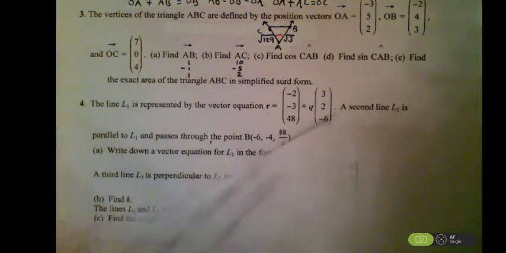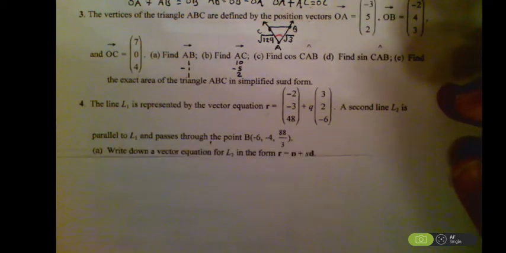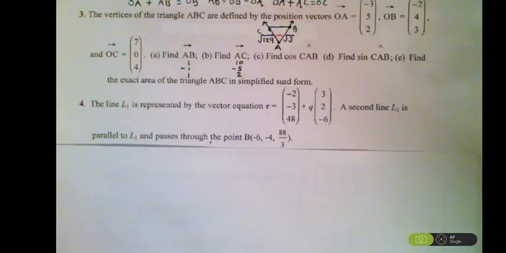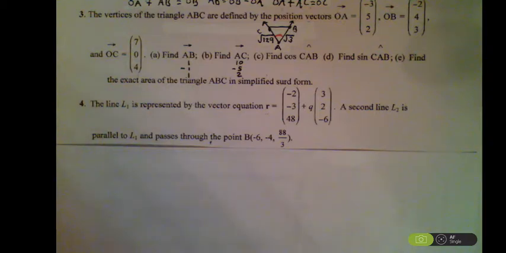All right, moving on to number 4. In number 4, we have line 1 represented by that vector equation, and line 2, which is parallel to that one. Right off the bat, we want to recognize that if they're parallel, that means they technically have the same slope. In this idea, this is the part that represents slope. So I know that they have to have this in common.